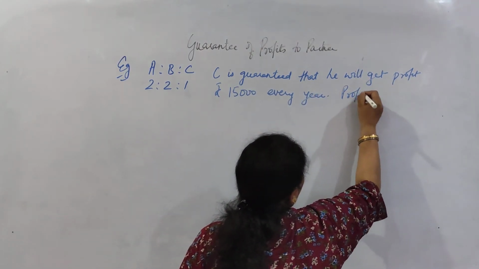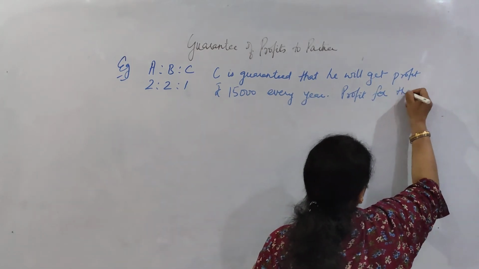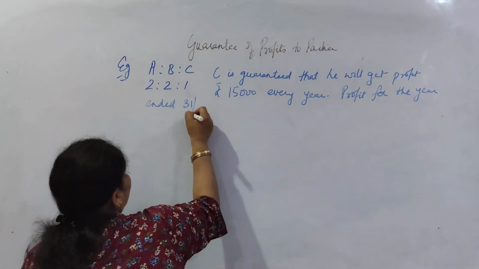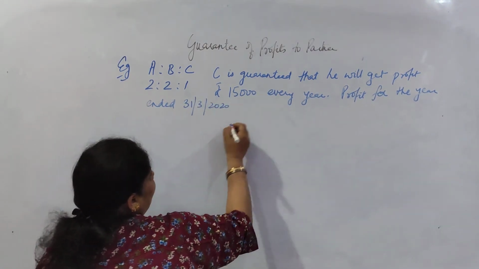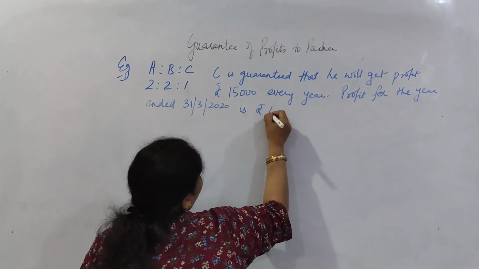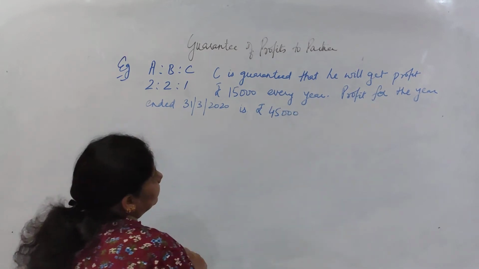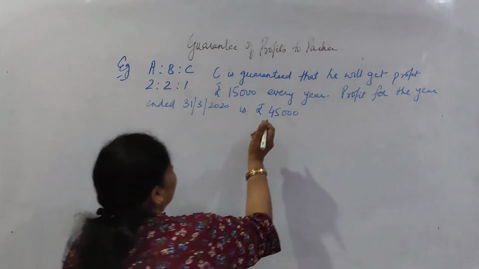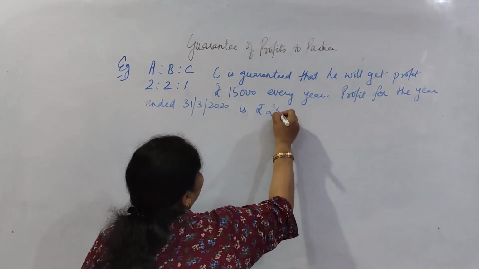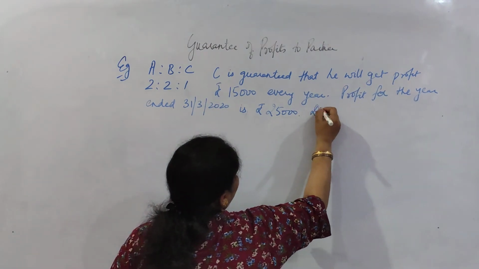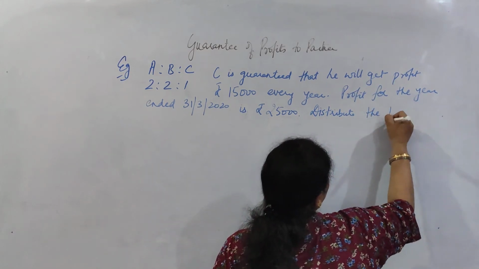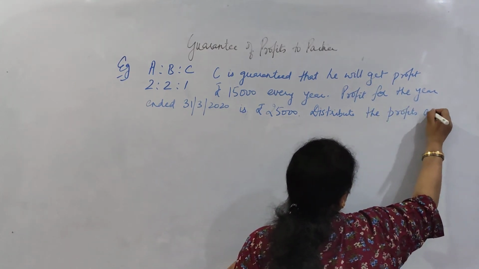Profit for the year ended 31st March 2020 is rupees 25,000. Distribute the profits among the partners.